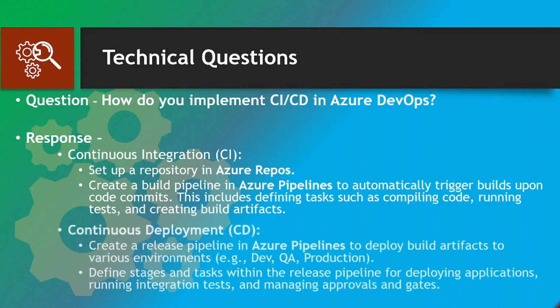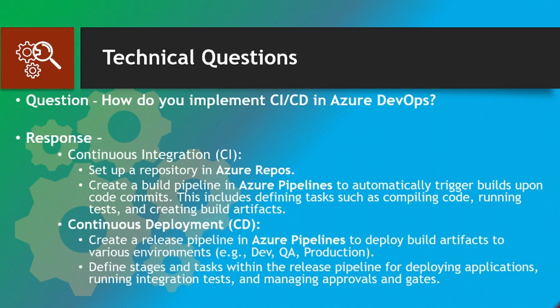Now, the CD part, the continuous deployment. Create a release pipeline in Azure Pipelines to deploy build artifacts to various environments, for example dev, QA, and production. Define stages and tasks within the release pipeline for deploying applications, running integration tests, and managing approvals and gates. Moving to the next question.